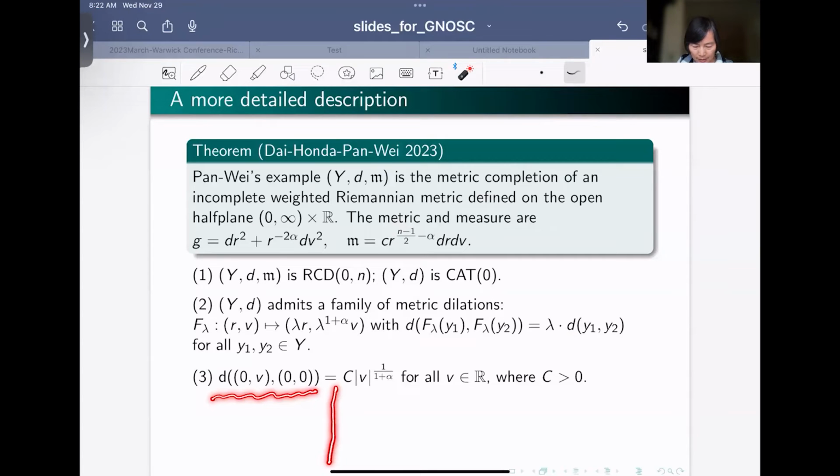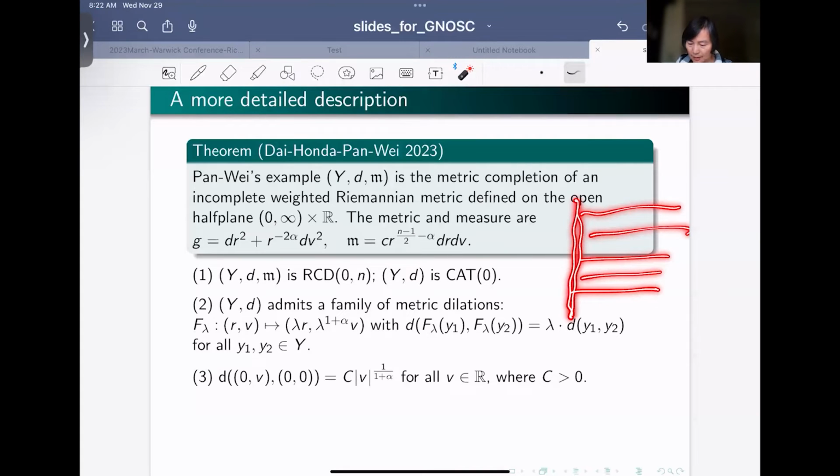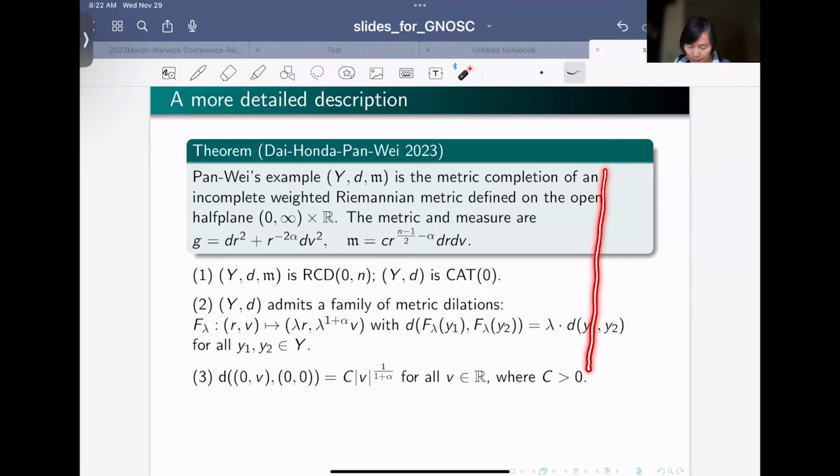Those are the singular set. I should draw this space. It's like this, a half plane. These are the singular set, and these are the regular set. So the distance along the singular set, this is 0, 0, and 0V, the distance is like V to some power. From here, you can quickly see the Hausdorff dimension is 1 plus alpha. Okay, so precisely.